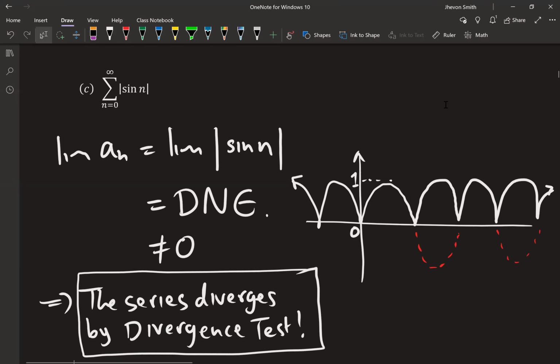Being continuous is not the issue here. The thing is the y value doesn't settle. Remember, the limit is what the y value approaches as n approaches infinity. So the y value doesn't approach anything. It just bounces up and down, continuously moving between 0 and 1, and it never stops or settles anywhere. So the limit does not exist.